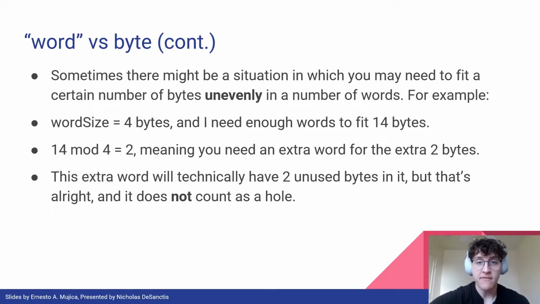For example, maybe you have a word size of 4 bytes, but the user is requesting 14 bytes. In this situation, we have 3 full words, that's 12 bytes, with 2 bytes left over. And 2 bytes, that is, because 14 modulo 4 is 2. And we can't very well just disregard those 2 bytes, so we just give an extra word, and that's a total of 4 words. Now, technically, there's some internal fragmentation going on here, or at the very least, something very similar to it, as that fourth word will have a whole 2 unused bytes in it. That's perfectly fine here, though, and it does not count as a hole.